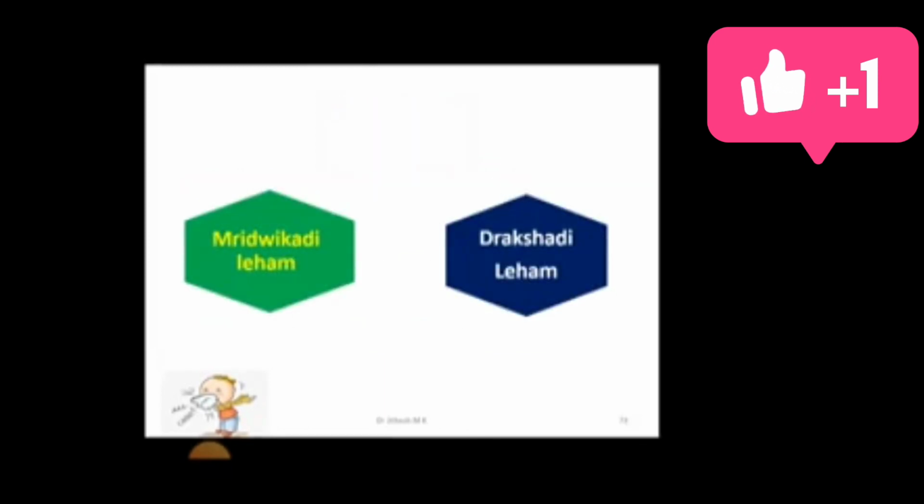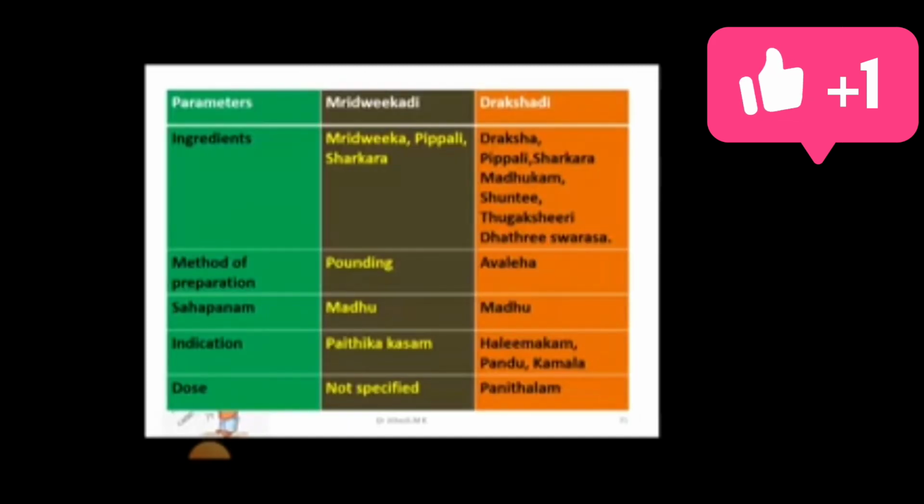Now we will see the Mrudyugadi as well as Drakshadi Lega, which has almost similar combination. Mrudyugadi: Mrudyuga, Pippali, and Sharkara. These are the main ingredients. In the case of Drakshadi: Draksha, Pippali, Sharkara, with Madhuka, Sundhi, Tugakshiri, and Dhatri Surasa. So again, as I told previously, we can say Drakshadi is a fortified Mrudyugadi.